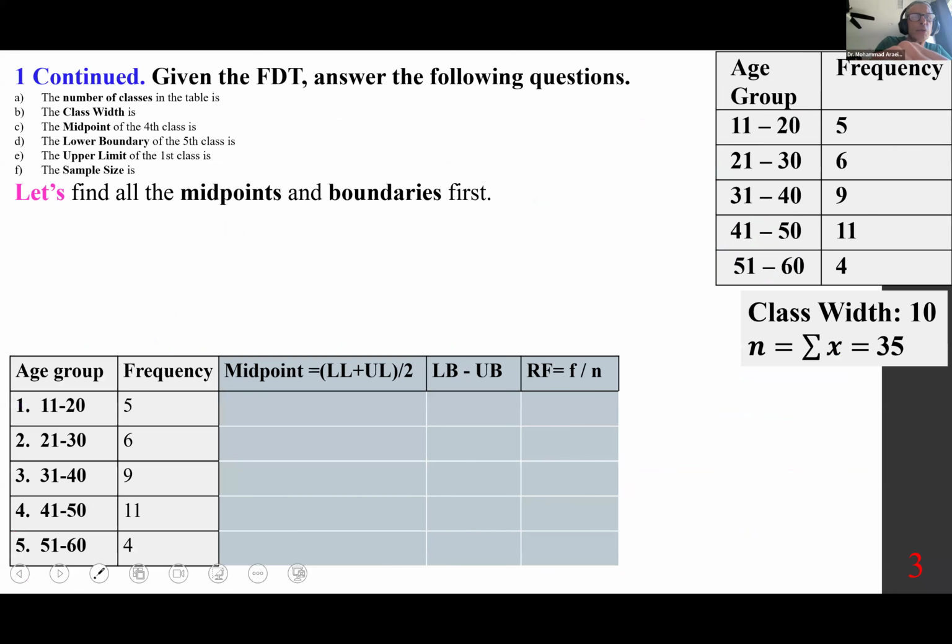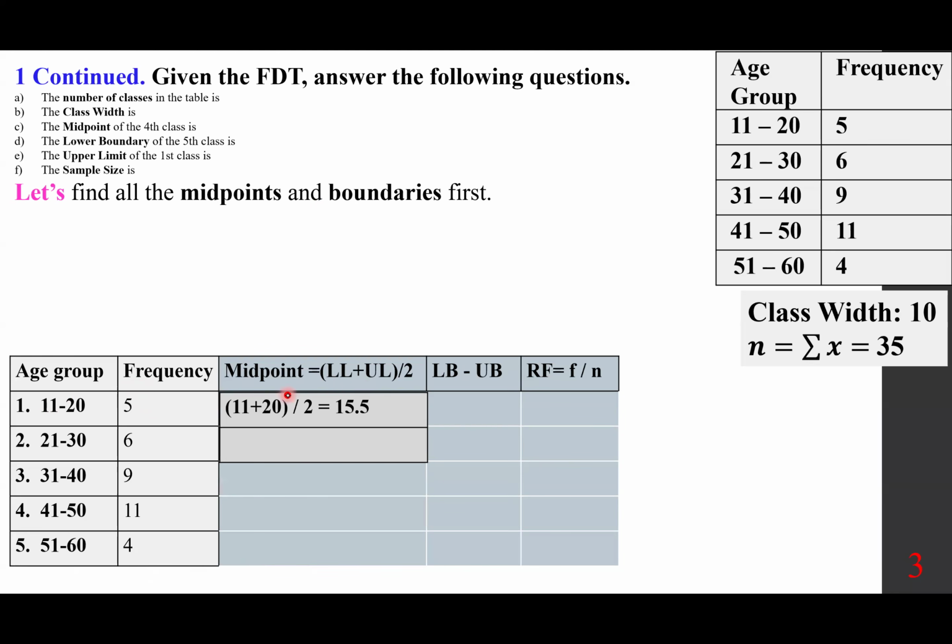We're going to continue with the same question. First, okay, let's find all the midpoints and boundaries. Let's go with the midpoints. Remember what we do. For example, here, we said 11 plus 20, 11 plus 20 divided by 2, 15.5. Now, we can do the same thing for the rest of it. However, we know the width is 10. So one easy way, just add the width. That is the faster way.